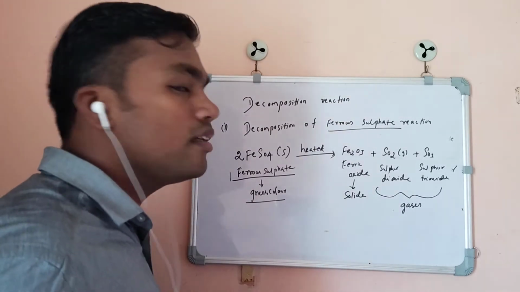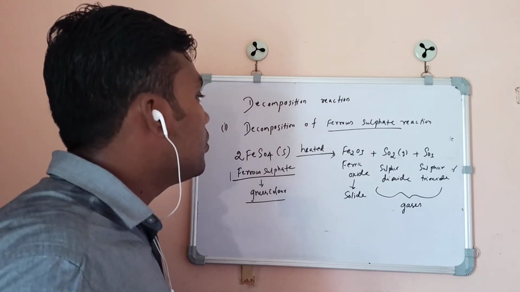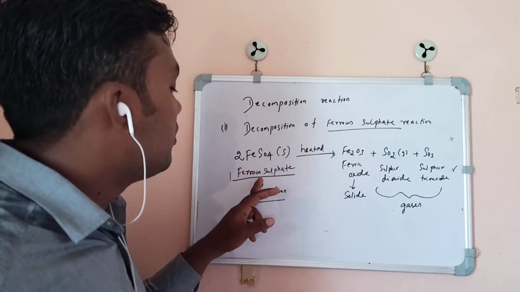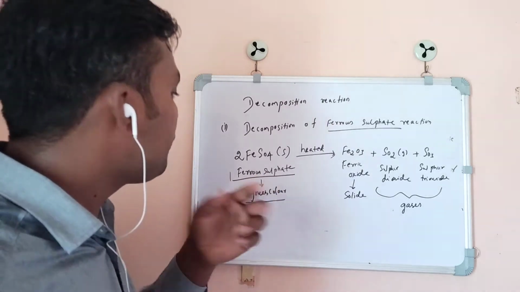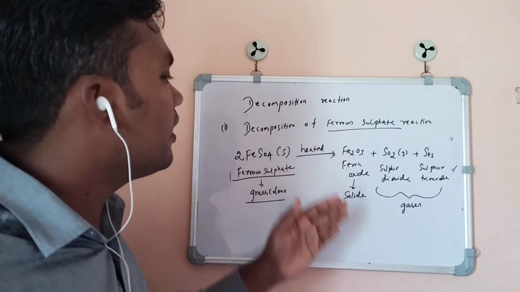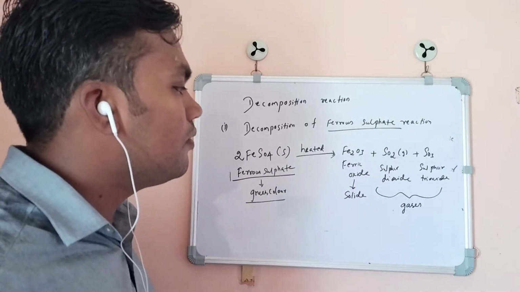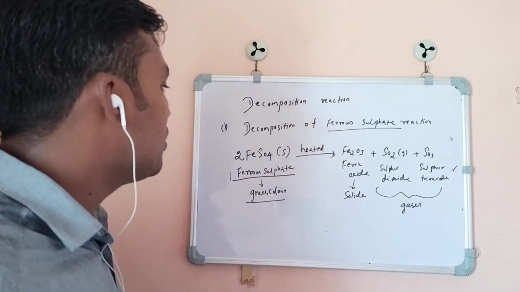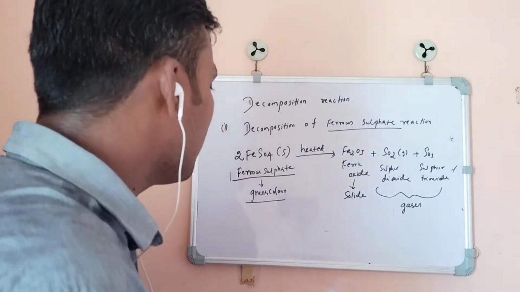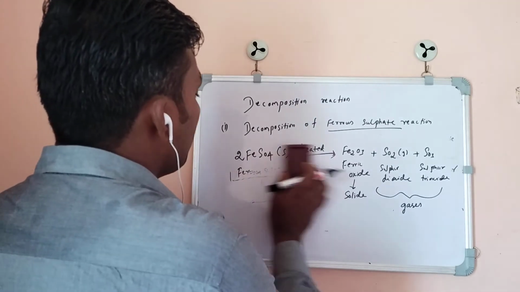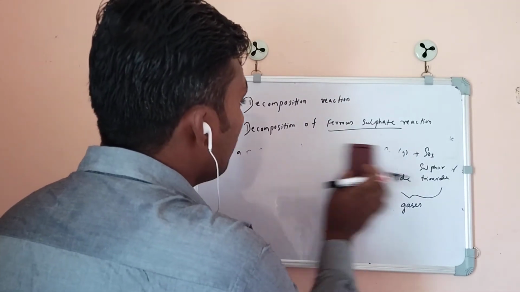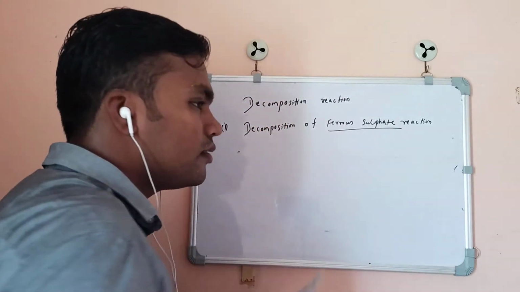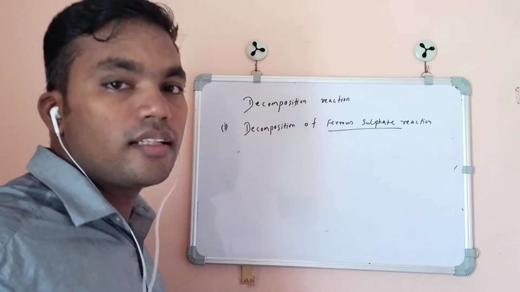I think you now understand the decomposition of ferrous sulfate. What happened? When you heat ferrous sulfate, it gives ferric oxide, sulfur dioxide and sulfur trioxide. This type of reaction is a decomposition reaction. Let us see some more examples to understand decomposition reactions. We have seen decomposition of ferrous sulfate to ferric oxide, sulfur dioxide and sulfur trioxide.